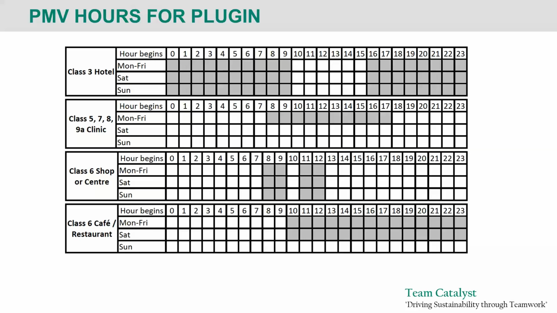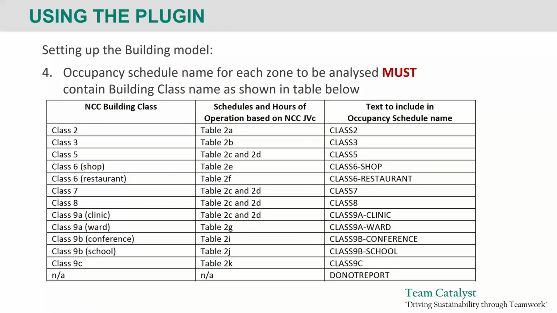So the first thing to do is that in your occupancy schedule name, you need to put this name as part of the name. Okay, so if you're looking at a table, a class 2, you got to have class 2 in the occupancy schedule. If you're looking at class 5, you've got to have class 5 in the occupancy schedule.